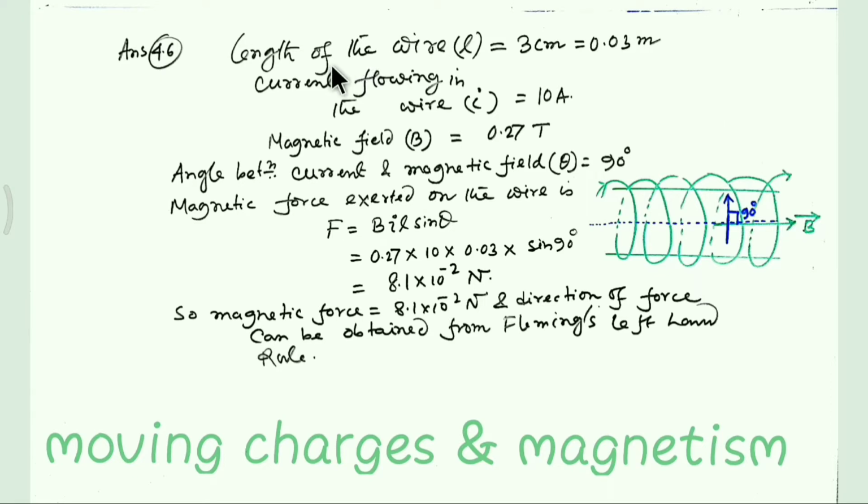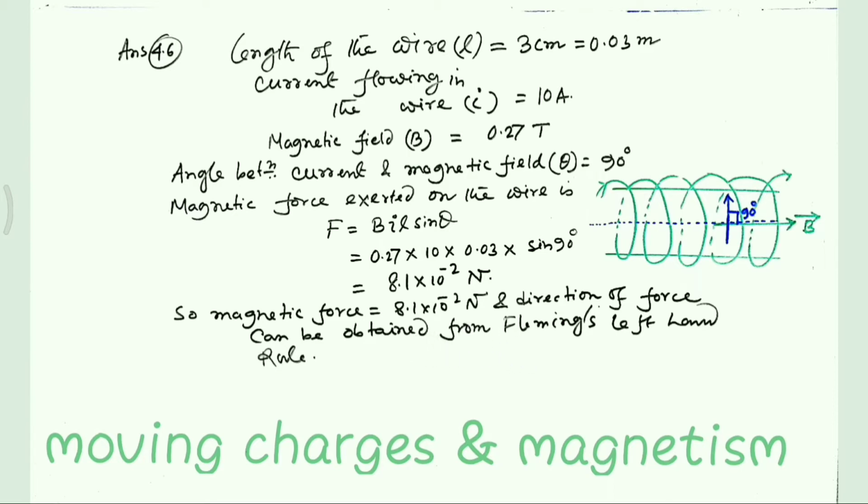So what is given? Length of the wire 3 centimeter, 0.03, current I 10 ampere, magnetic field B is equal to 0.27 Tesla. Angle between the direction of the current and magnetic field is 90 degree from the figure. Magnetic force exerted on the wire is F is equal to BIL sin theta. This is the formula. So put the values. It comes out as 8.1 into 10 to the power minus 2 Newton. So magnetic force is equal to 8.1 into 10 to the power minus 2 Newton, and direction of the force can be obtained from Fleming's left hand rule.